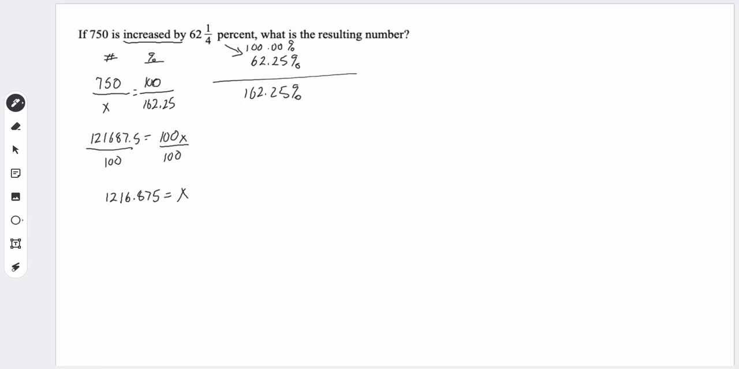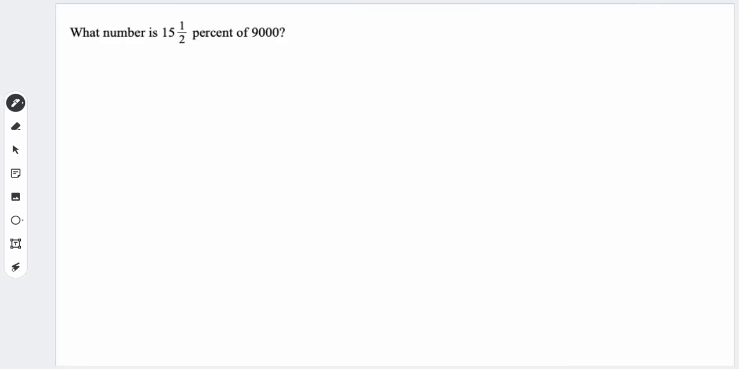All right, let's look at the next one. What number is 15.5% of 9,000? So this one, there was a glitch in the system. There was a box that was not checked, so it was not taking the math equivalent. So if you put in the right number, it would not have taken it, but it's been fixed, so it should accept it and mark it correct now.